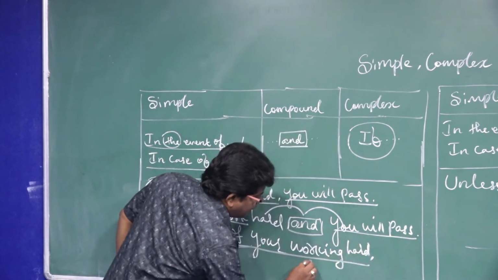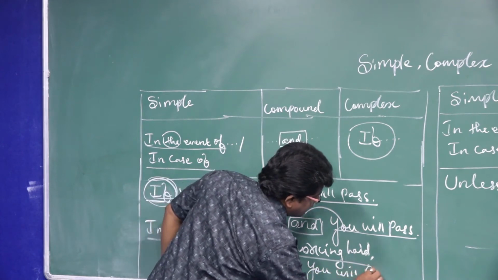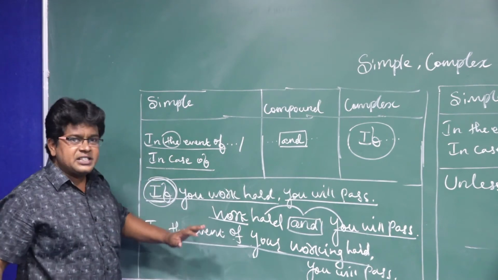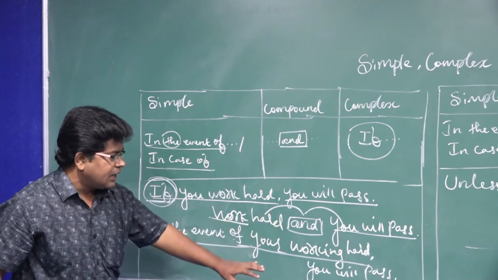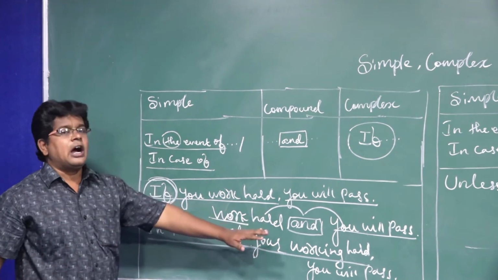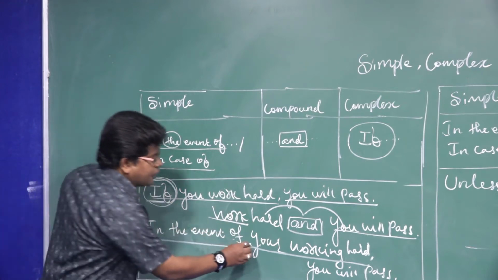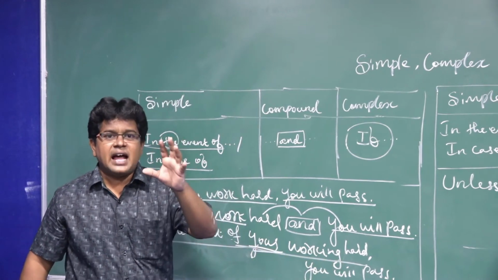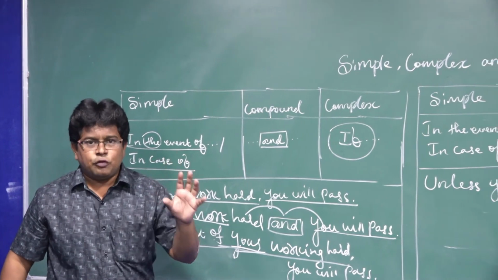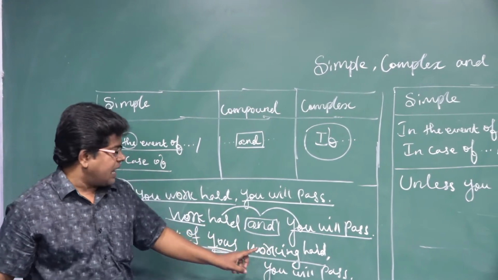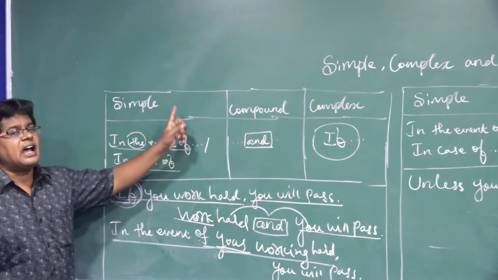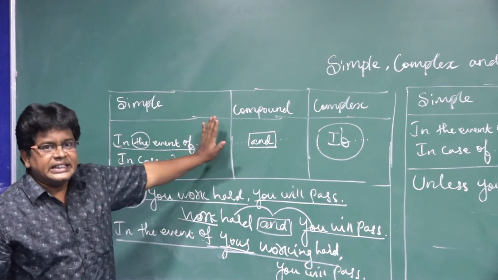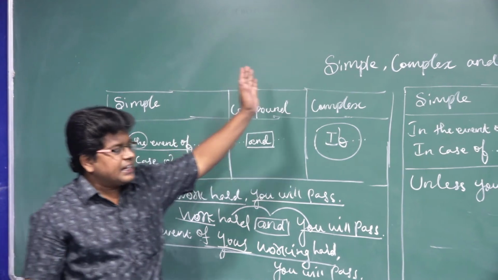You can write, you will pass. This is adverbial clause of condition. In adverbial clause of condition, in simple sentence, we can use "in the event of you are working hard, you will pass." Otherwise, "in case of working hard, you will pass." Don't use "work". Already told that a phrase does not contain a verb. If you are using that "work", the entire sentence is wrong. That's why, at least keep it in your mind: in the event of verb plus ing, in case of verb plus ing. If you have learned this type, then it will be very easy.